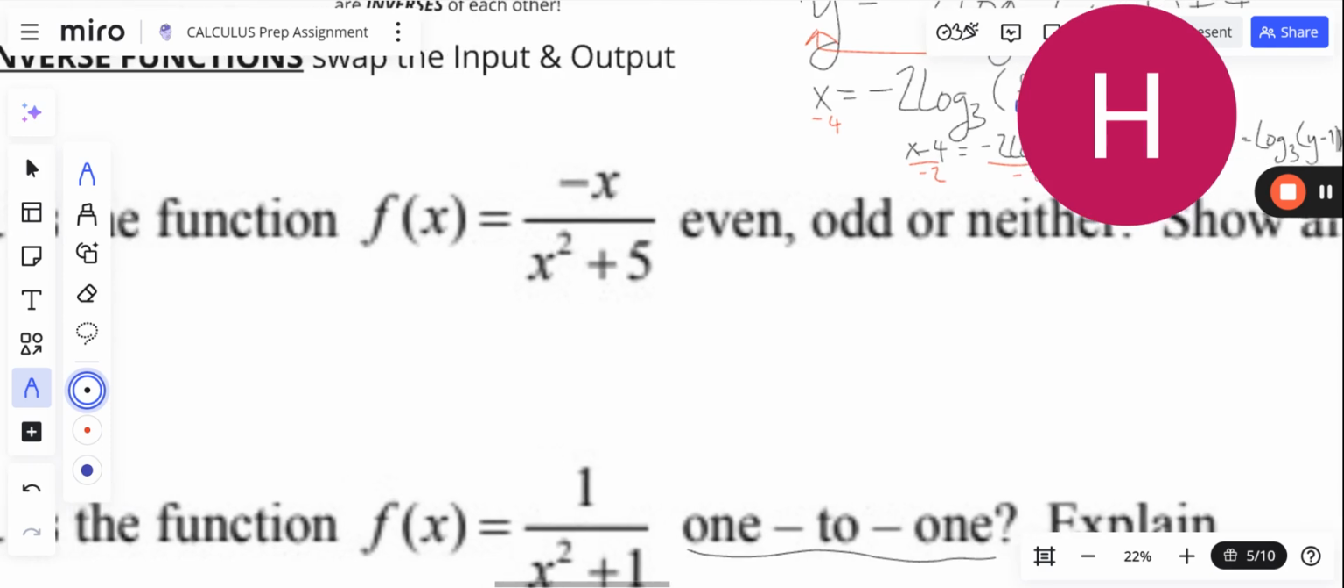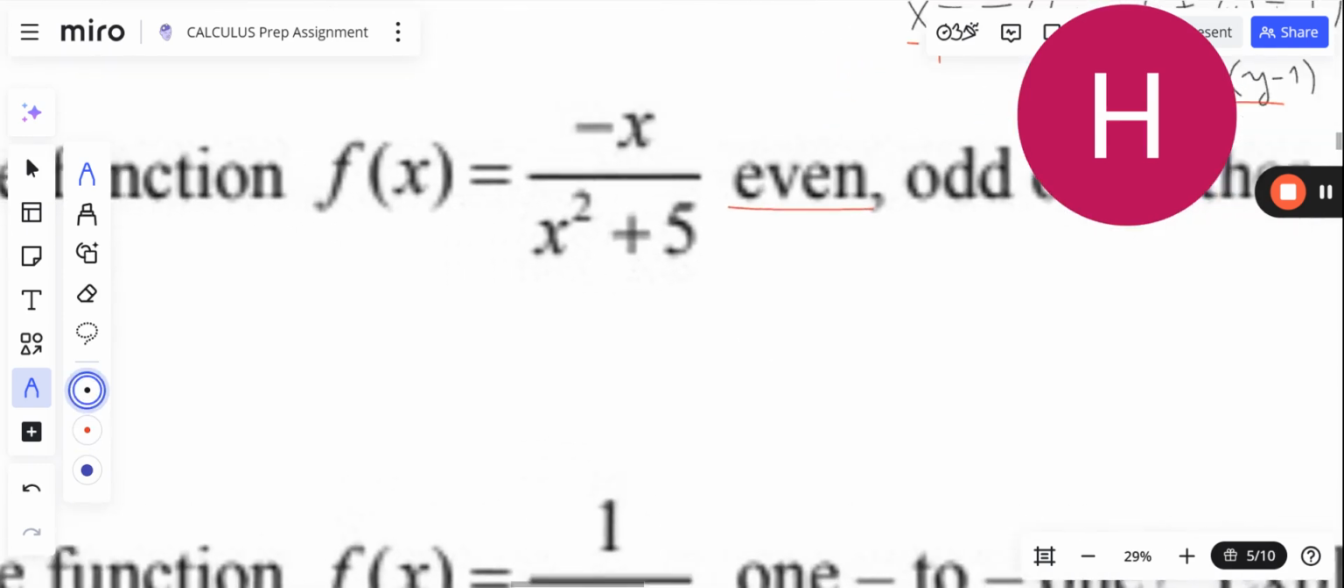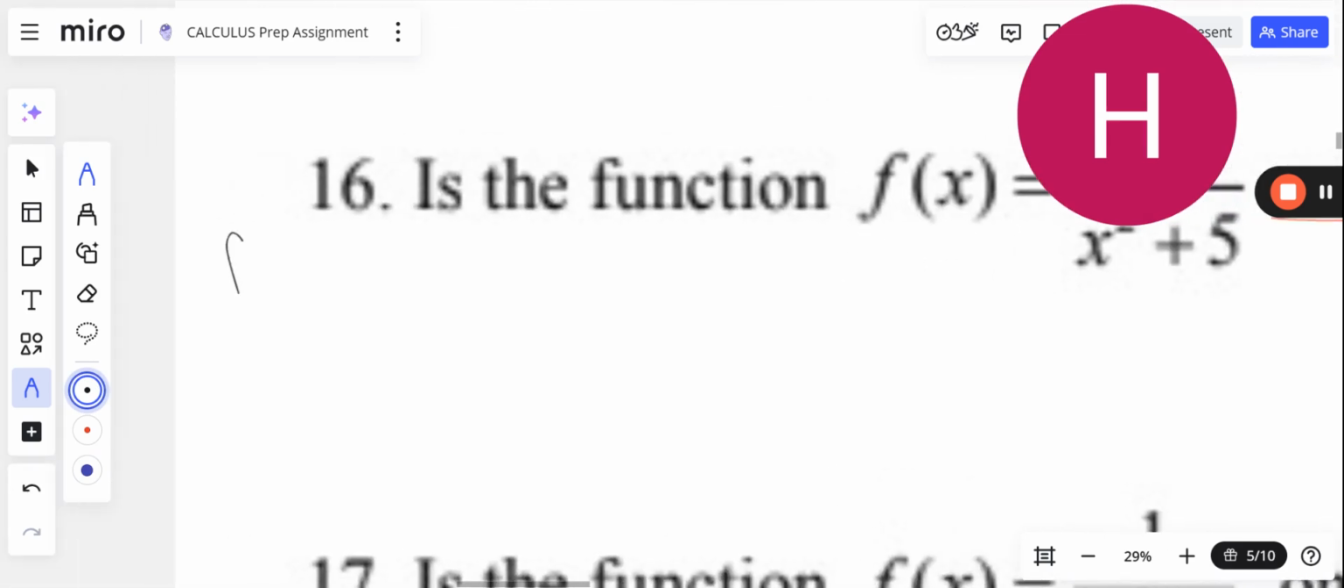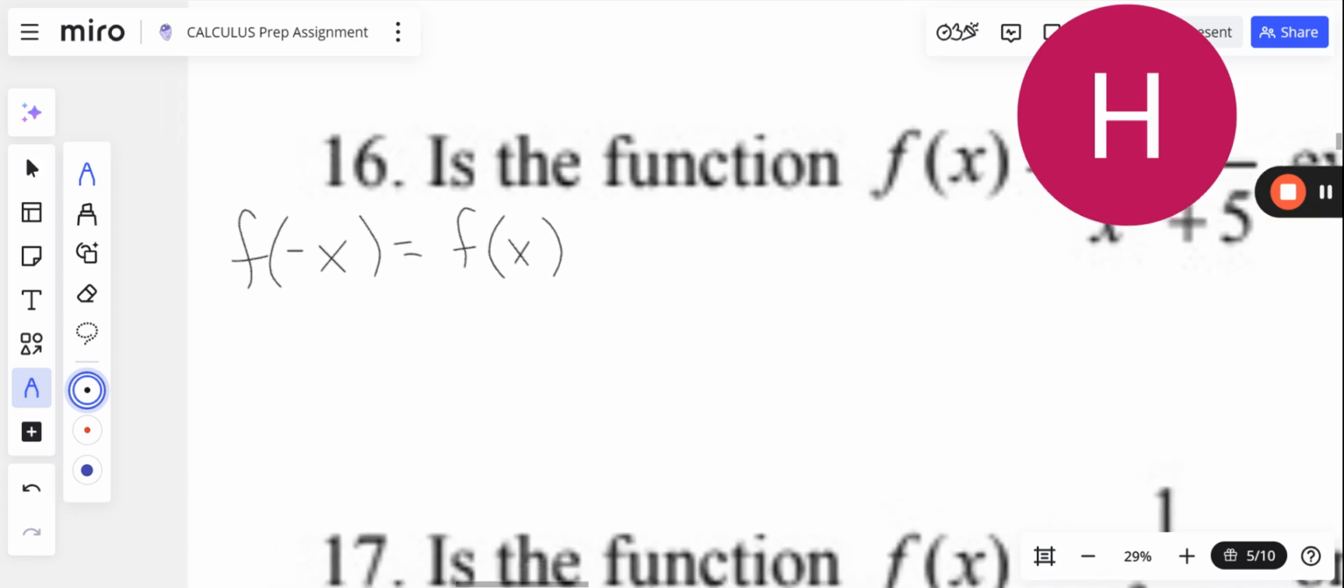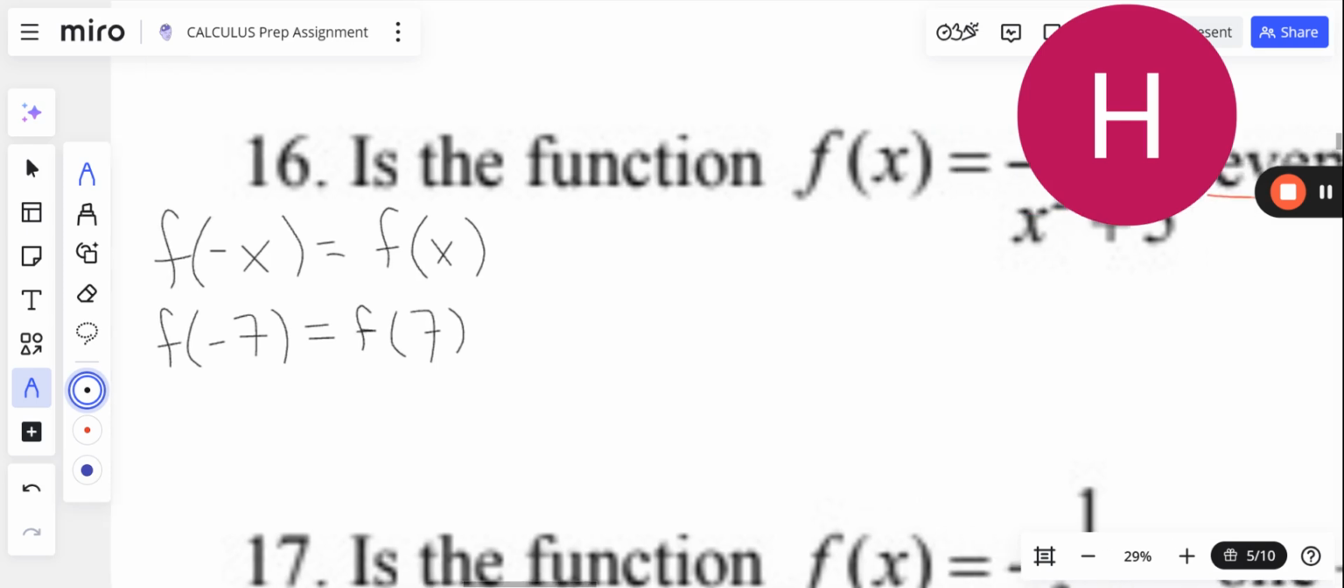An even function, what does that even mean? You might not remember what it means. An even function means that if we plug in a negative value, we should get the exact same output as if we plugged in the positive value. For example, if we were to plug in -7, that should give us the same output as if we plugged in a +7. That's what it means to be even.